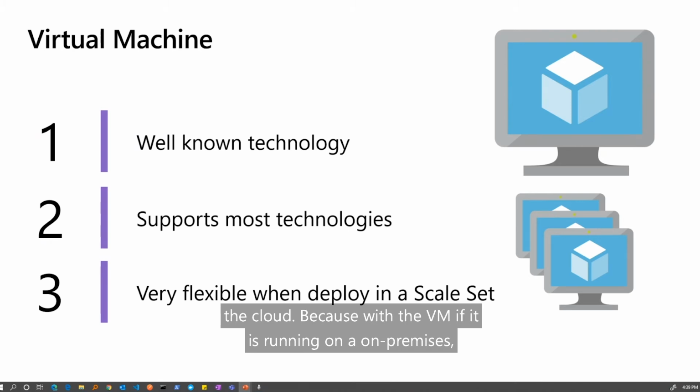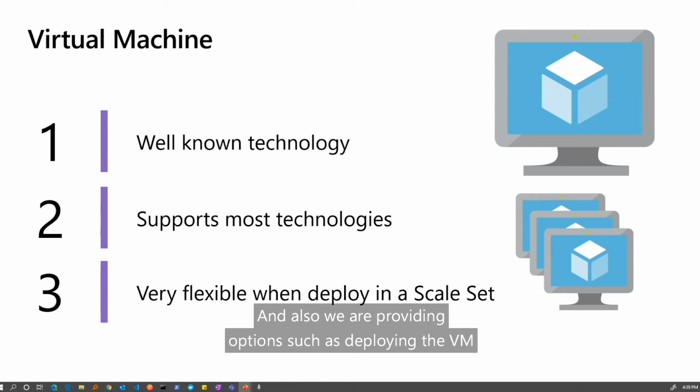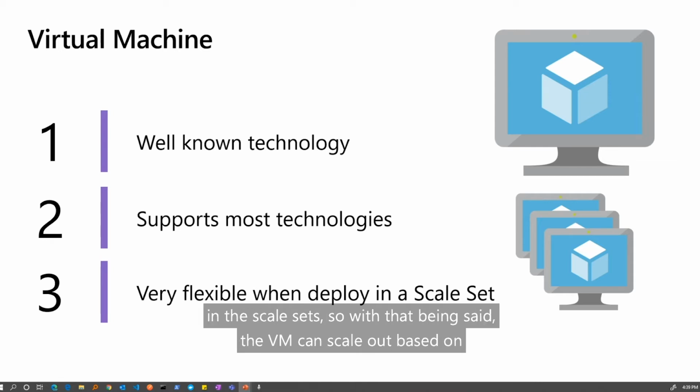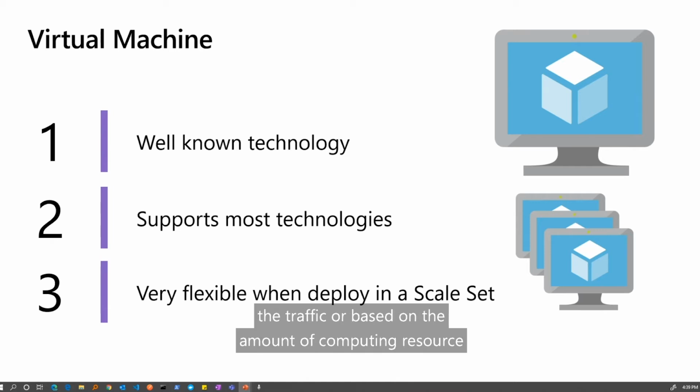Because if a VM is running on premises, there's most likely a chance that it will still run on cloud, and it supports most technologies and gives you flexibility because you're basically just using infrastructure as a service on Azure. We also provide options such as deploying the VM in scale sets, which means that the VM can scale out based on the traffic or the amount of computing resource needed. For example, if you have Black Friday sales, then the VM can automatically scale out to multiple instances in order to accommodate the increased traffic.